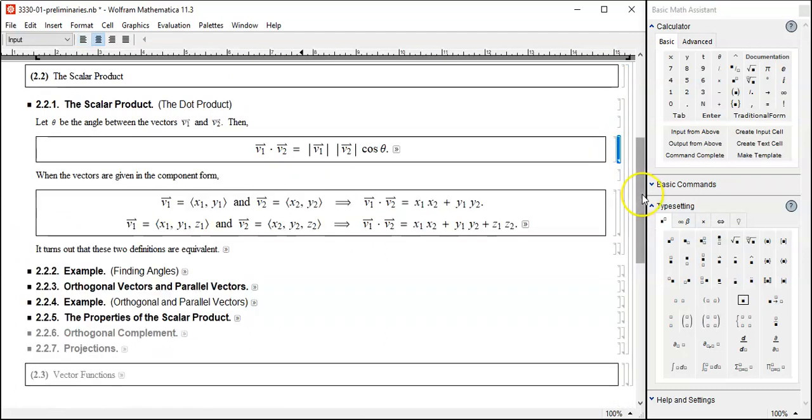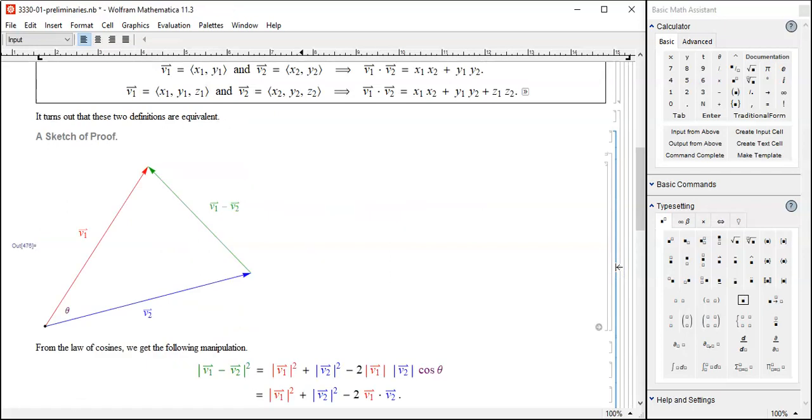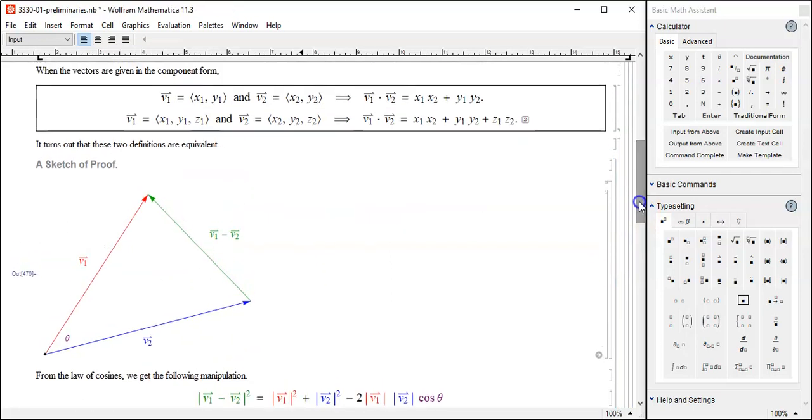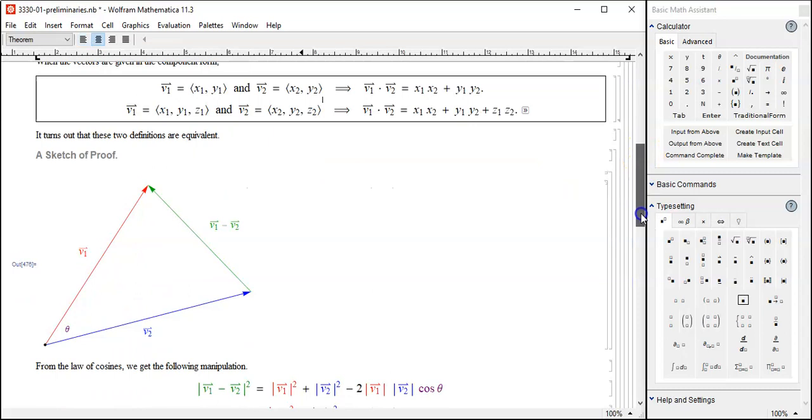Now, how does that help us? Let's work out this picture. V1, V2, and then V1 minus V2. We form a triangle, and the angle is theta, and we are looking at what? Cosine of theta? Okay, we are interested in cosine of theta, so let's work out the law of cosines.